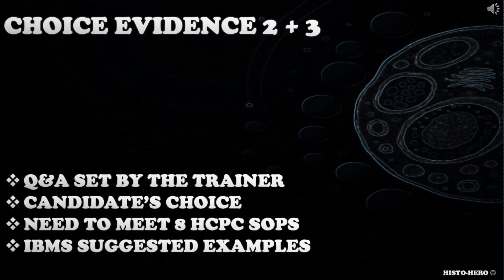So now that we have finished with the mandatory evidence, let's have a look at the choice evidence 2 and 3, which are candidate's choice and Q&A set by the trainer. They both together have to meet 8 HCPC standards. As the trainer, you need to set some tasks or questions for the candidate to complete that would allow them to meet the standards. If you download the module descriptors for the portfolio from the IBMS website, you will find some example evidence suggested by the IBMS, which is very handy.